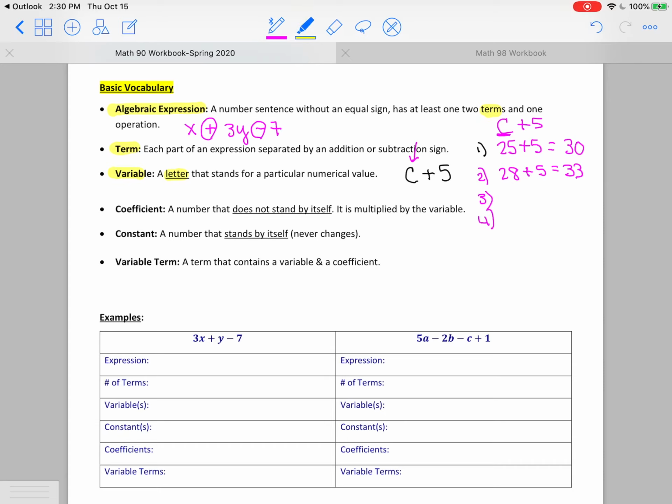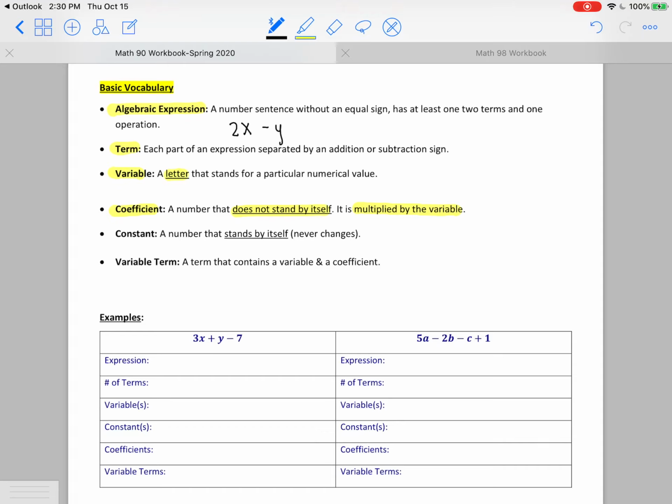All right, so next in line we have coefficient. A coefficient is a number that does not stand by itself, so that's actually kind of important. The other piece that's important is that it is multiplied by the variable. So I'm going to change this up a little. Let's create a different expression. Let's just come up with something different here. All right, how about we have 2x minus y.